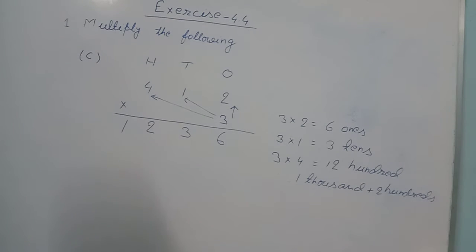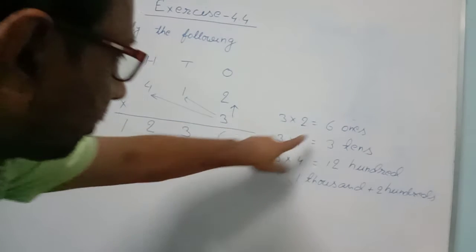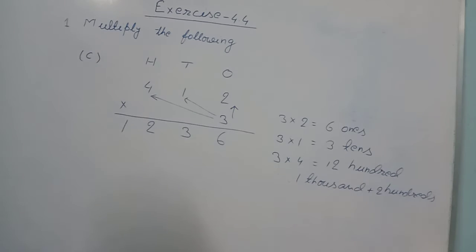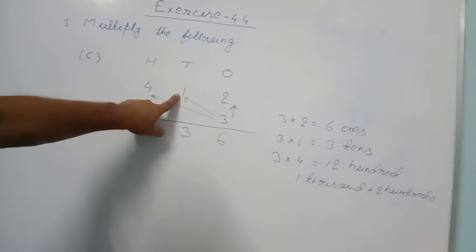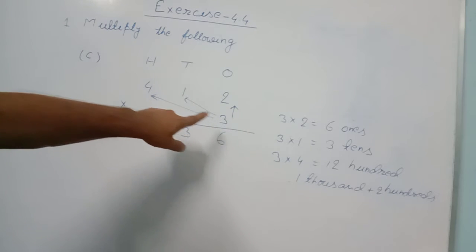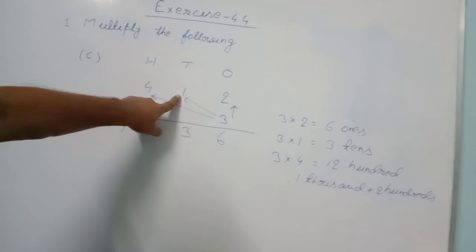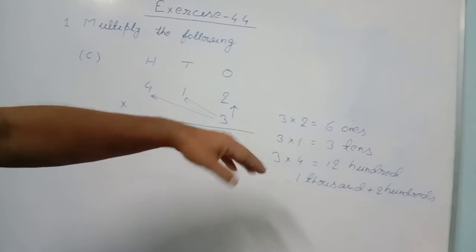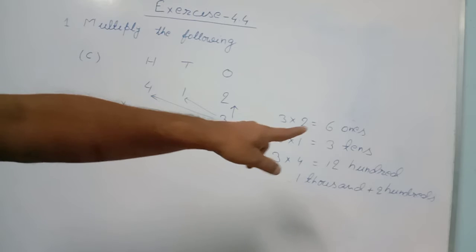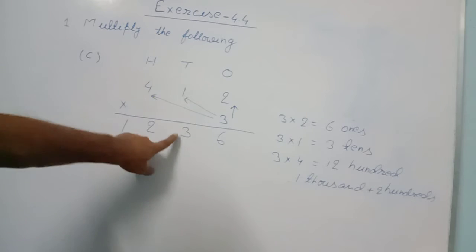Now question number 1C, 412 into 3. In this question, first 3 and 2 is multiplied, 3 into 2, 3 2s are 6. So that 6 will come at 1's place. Next number 3 and 1, the digit at 10's place, that is multiplied, 3 1s are 3. Since this digit is at 10's place, the multiplication will also be at 10's place. 3 1s are 3, 3 tens. So this is the place of 10's, I wrote here 3.